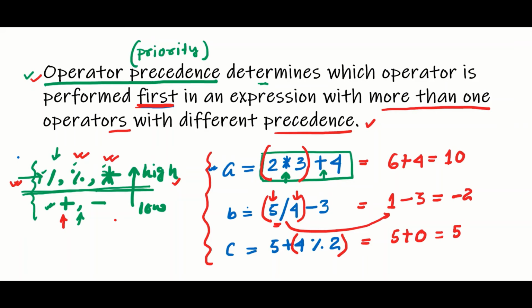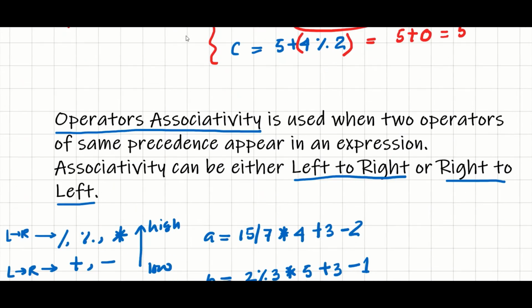Okay, so I hope you understand how to solve this kind of problem. So now let's proceed with the second case. Here the operators are different. Now what will we do when operators come together with equal precedence? So let's see the second category.